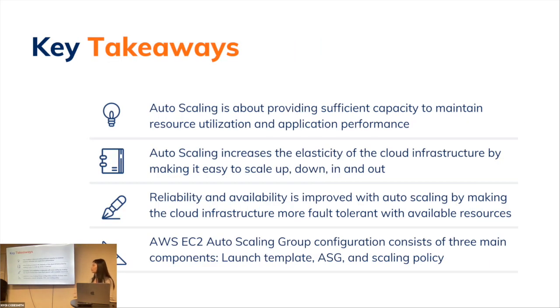In summary, auto scaling group is all about providing sufficient capacity to maintain the resource utilization and application performance. Auto scaling also increases the elasticity of the cloud infrastructure by making it easy to scale up and down, in and out. Reliability and availability is greatly increased by using auto scaling because the application becomes more fault tolerant and is always available. AWS EC2 auto scaling group configuration consists of 3 main components, which includes launch template, ASG, and scaling policy. So that is the end of our presentation.